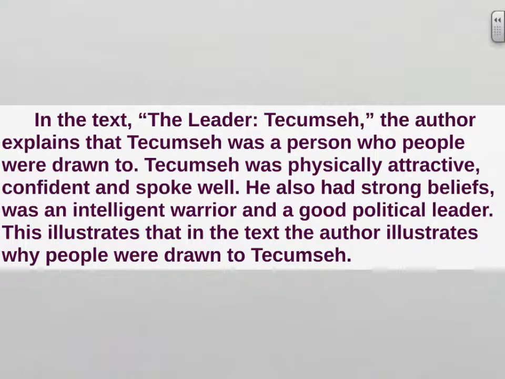Now let's go to the last sentence. The last sentence concludes the summary by restating the main idea. If you look at the example here, this is how the student ends the summary. This illustrates that in the text, the author illustrates why people are drawn to Tecumseh.